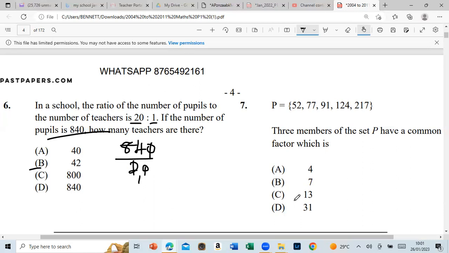Alright, so number 7 is right across here. The set P is equal to 52, 77, 91, 124, and 270. 3 members of the set P have a common factor, which is it: 7, 4, 13, or 31?